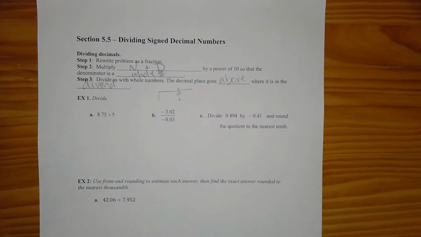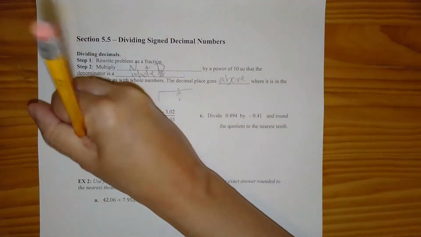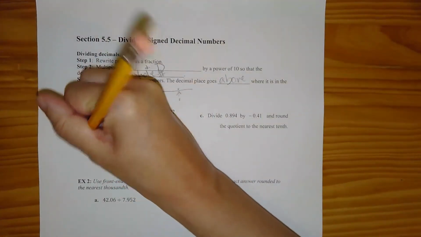But most of you have a 4-function calculator at this point, so you're going to have a really delightful day. It says 8.75 divided by 5. Guess what you're going to do? You're going to punch in the numbers and get 1.75 as an answer and have a really happy day.